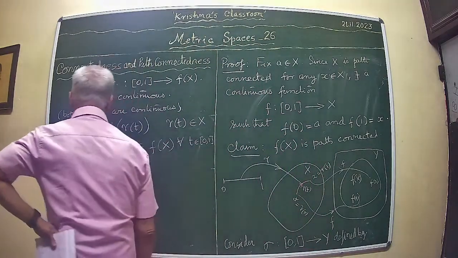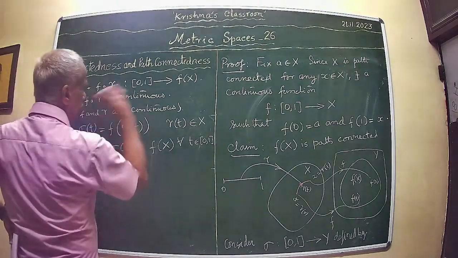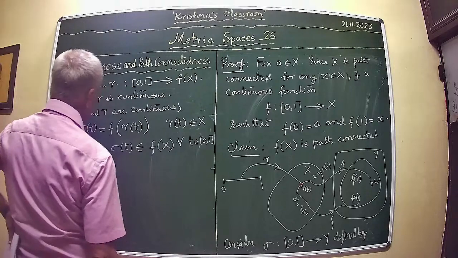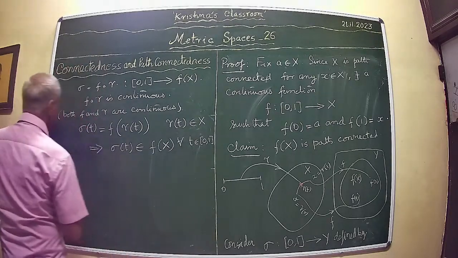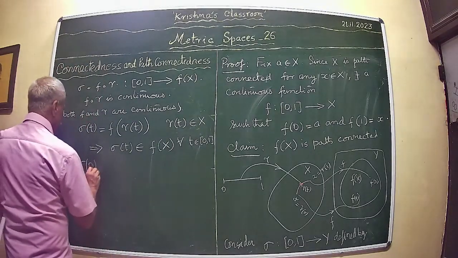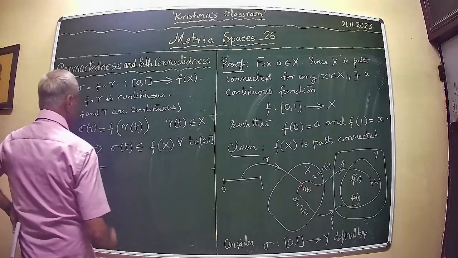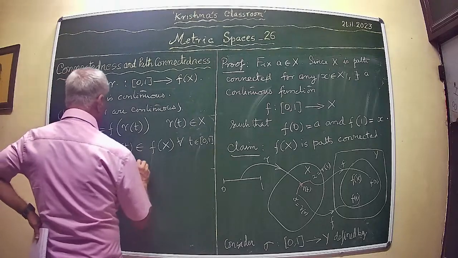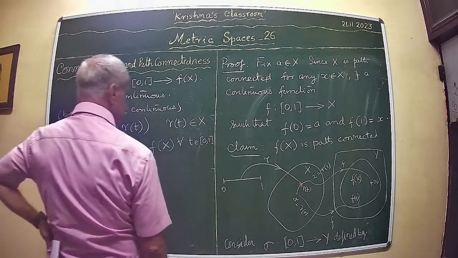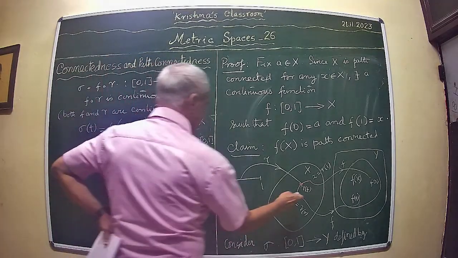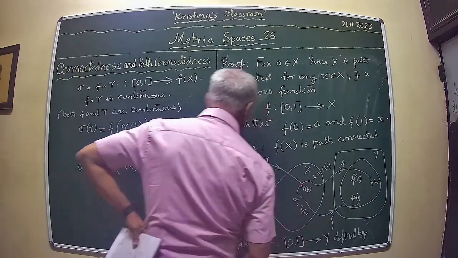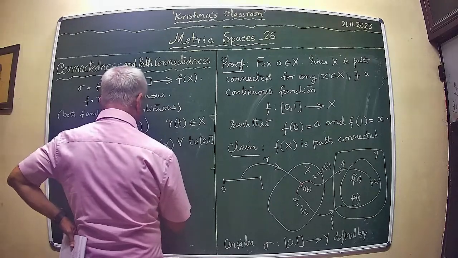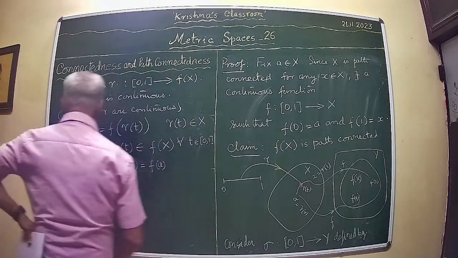It's a continuous function. It maps the whole thing into f(X), and therefore what more you have? You have now sigma 0 equal to f of gamma 0, which is equal to f of A, and sigma 1 equal to f of x.